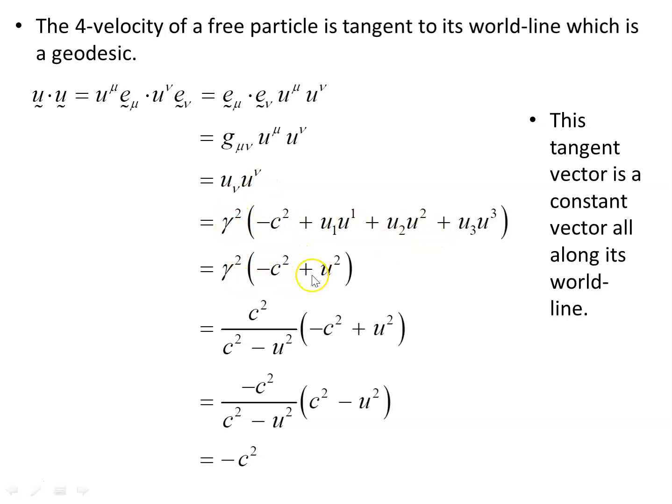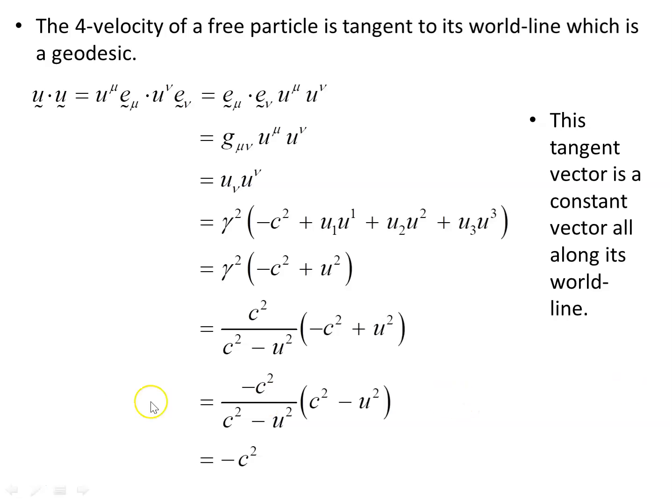Okay, a little bit of algebra. This is the spatial velocity of each of the components, and that gives you the total spatial velocity. When we work through that, we get minus c squared. So this tangent vector is a constant vector all along its world line. All along the geodesic, it has a fixed value.